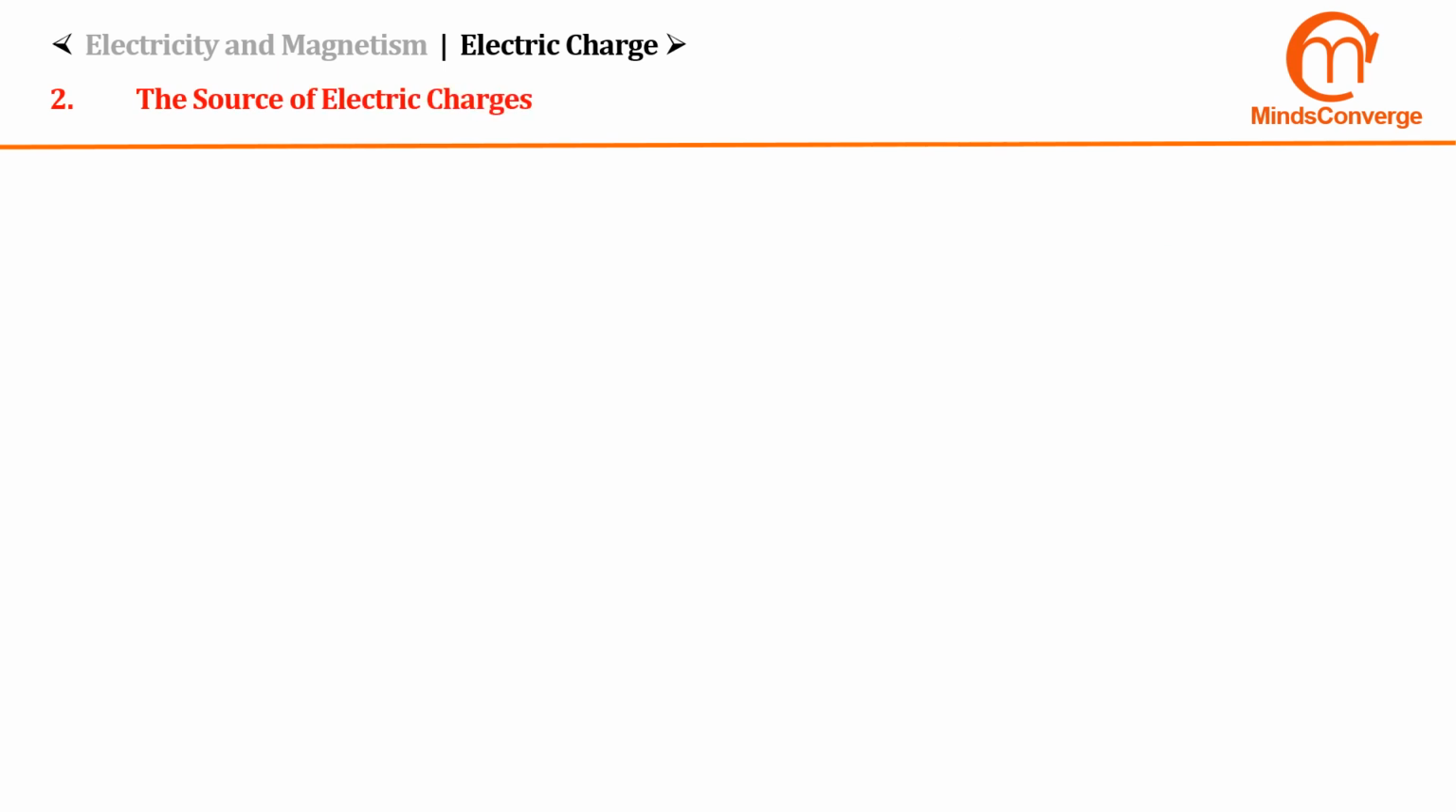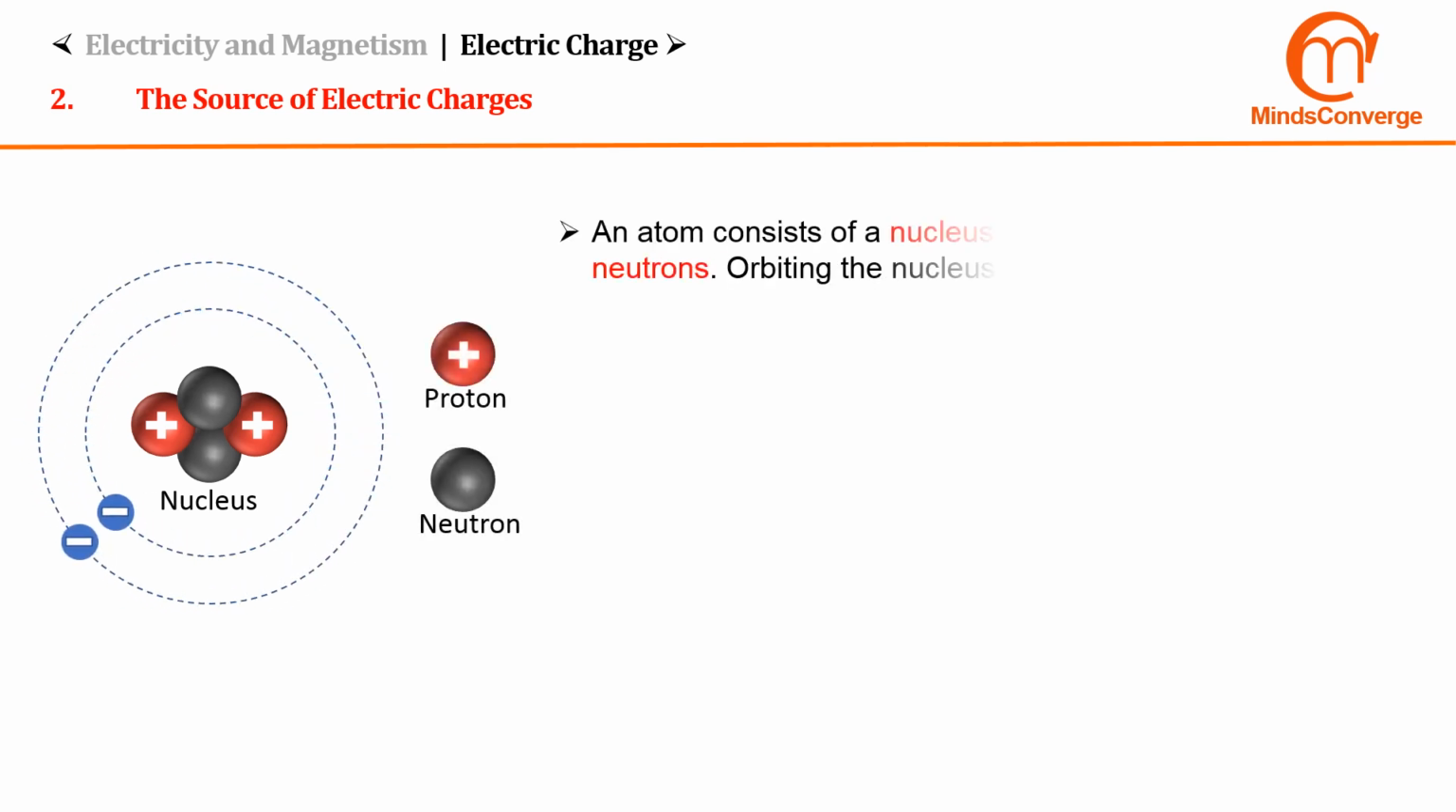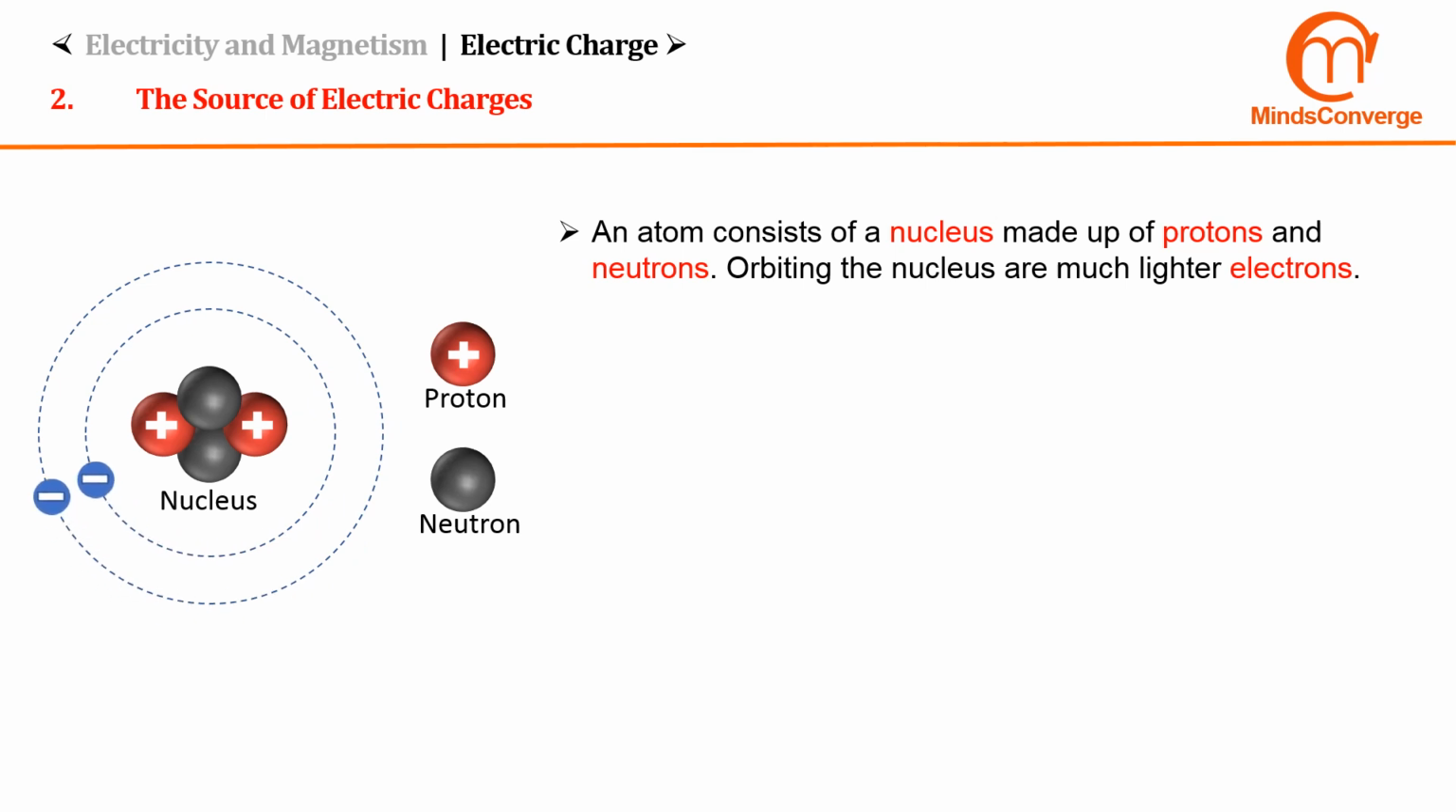Where does electric charge come from? Everything is made of tiny particles called atoms. These have electric charges inside them. An atom consists of a nucleus and electrons, which are much lighter, orbiting the nucleus. The nucleus is made up of protons and neutrons. Electrons have a negative charge. Protons have an equal positive charge. Neutrons have no charge.